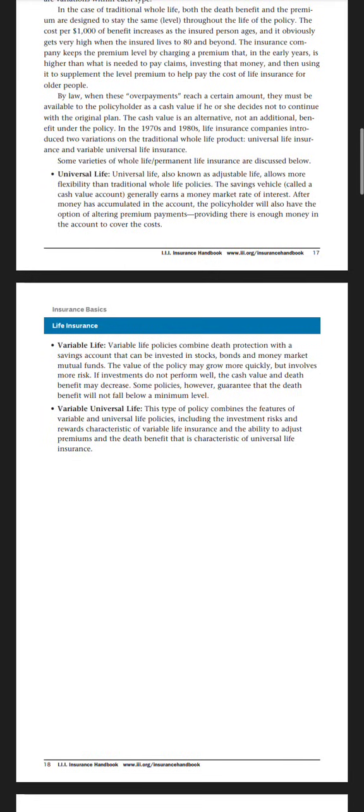Variable universal life. This type of policy combines the features of variable and universal life policies, including the investment risk and rewards characteristic of variable life insurance and the ability to adjust premiums and the death benefit that is characteristic of universal life insurance.